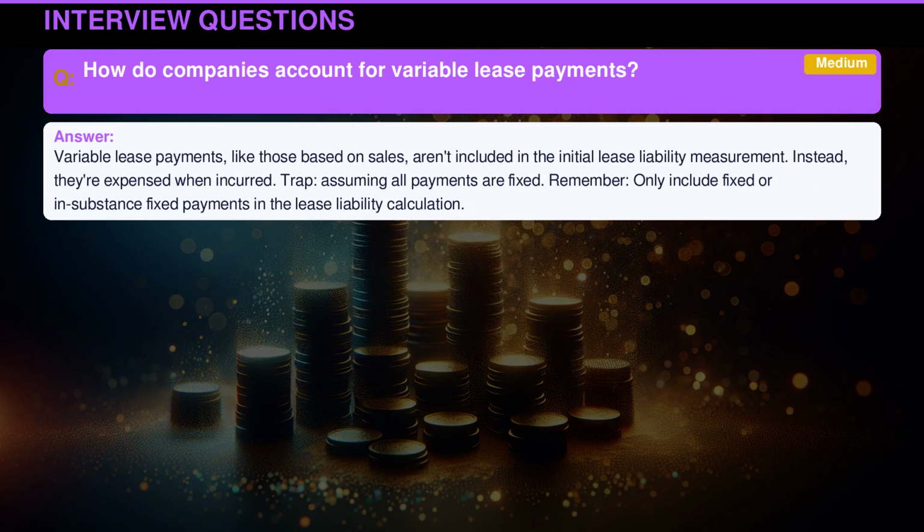Variable lease payments, like those based on sales, aren't included in the initial lease liability measurement. Instead, they're expensed when incurred. Trap: assuming all payments are fixed. Remember, only include fixed or in-substance fixed payments in the lease liability calculation.